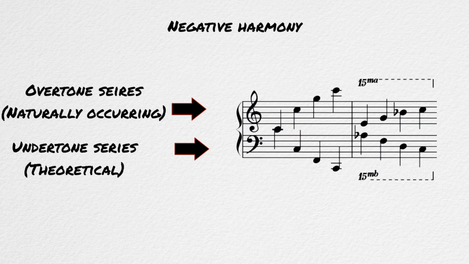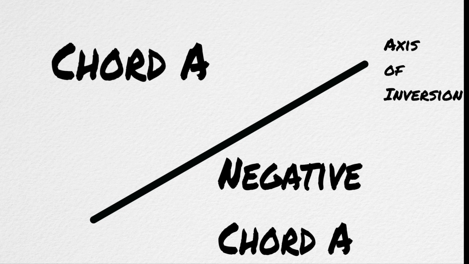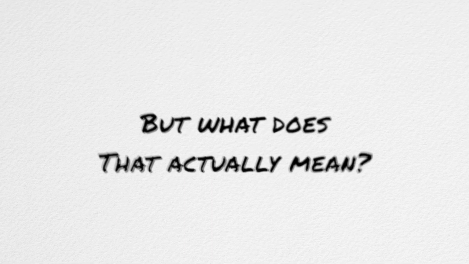Ernst's theory of polarity and his use of the theoretical undertone series was used to generate the ideas for negative harmony. Essentially, negative harmony is a way to generate chords by use of inversion. Chords are inverted across an axis, and this spits out the negative equivalent of these chords. Ernst theorized that all chords have an opposite in both emotion and function.